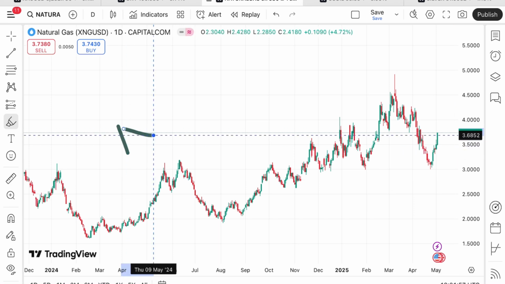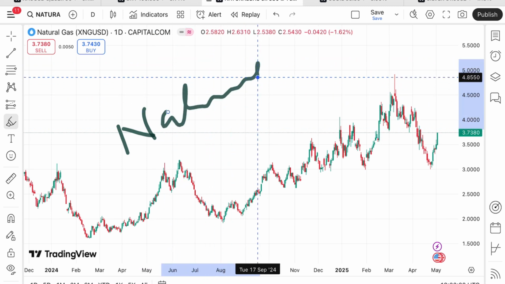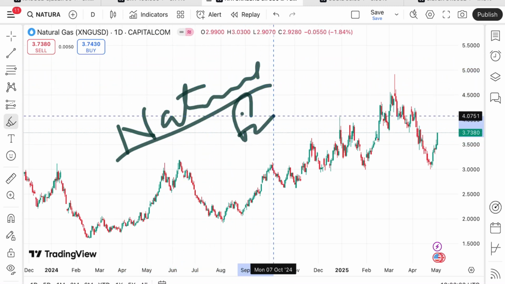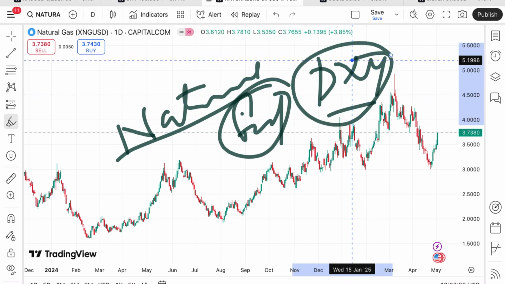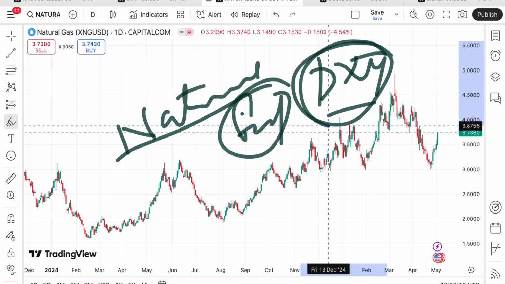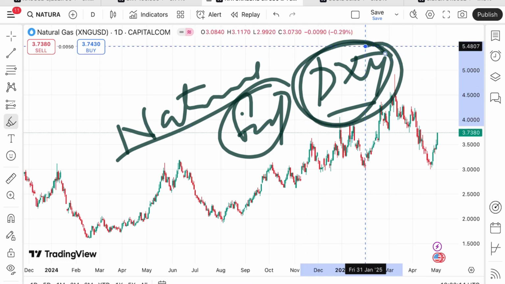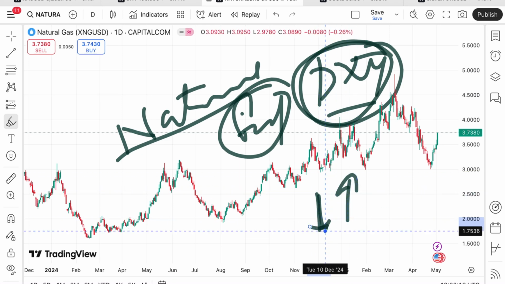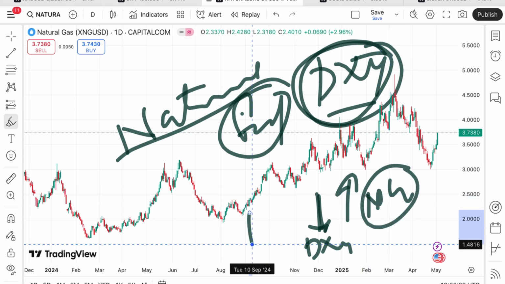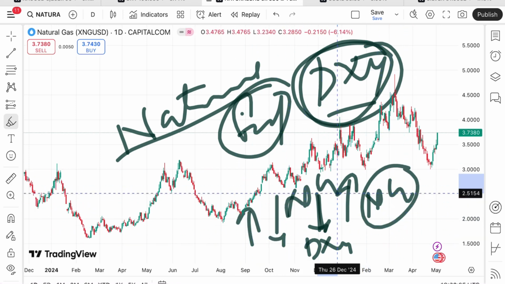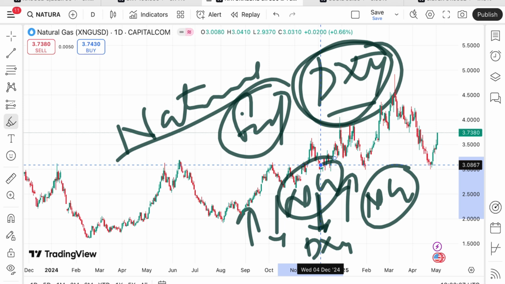The natural gas price depends on a lot of factors: Fed interest rate, dollar index, some event coming, OPEC meeting. These are the factors which are responsible. Some of the factors I'll explain with the help of the dollar index, because the dollar index is inversely related to natural gas. When the dollar index starts going down, we see the natural gas price goes up. When the dollar index starts going upside, we see the natural gas price goes down.